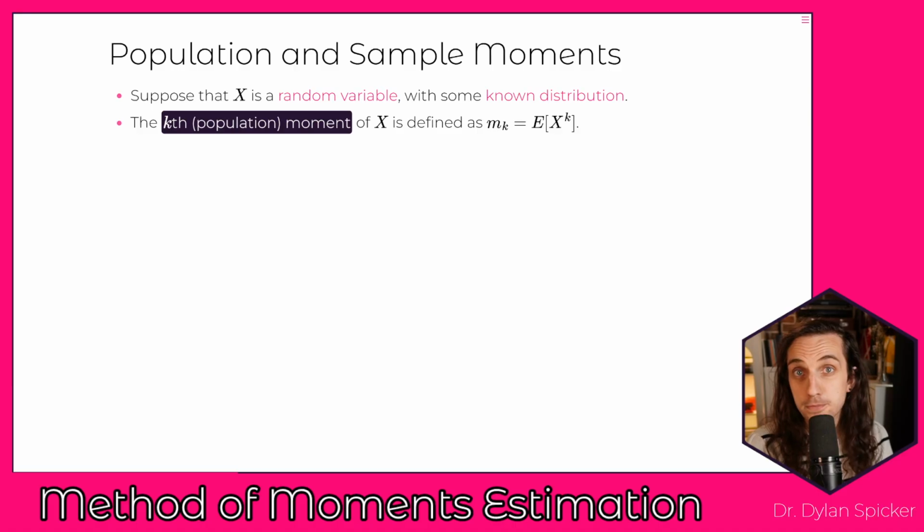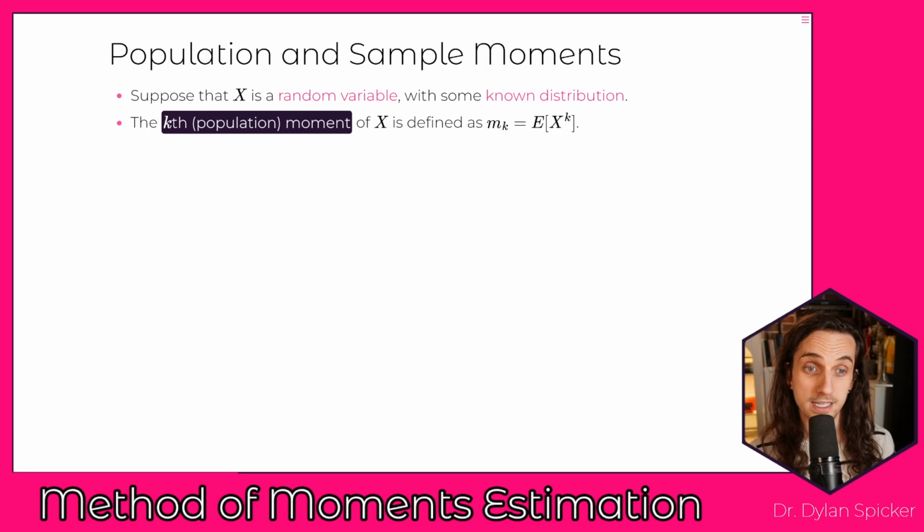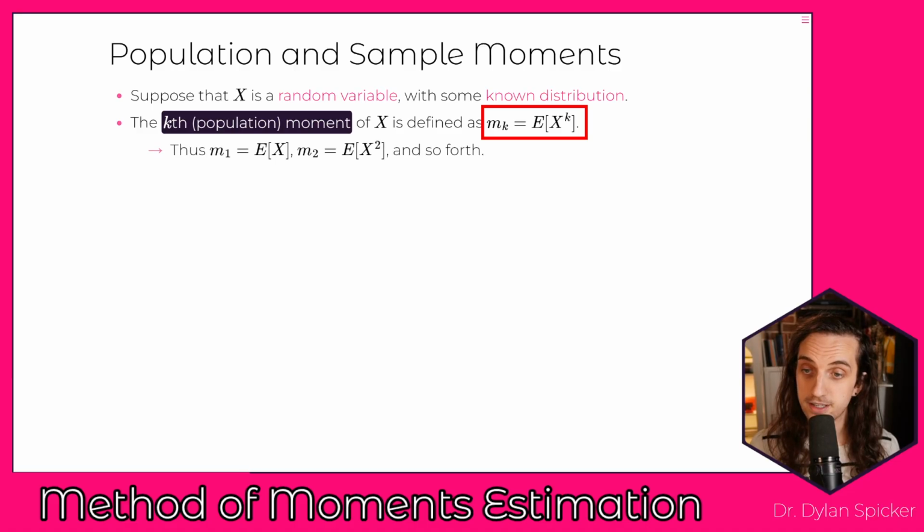The kth population moment, or sometimes just the kth moment of X, is defined to be this quantity here. So we'll use m_k to denote it, and it's the expected value of X to the power of k. And so, for instance, the first moment is the expected value of X, the second moment is the expected value of X squared, and so forth. And so we can define this for any value of k.